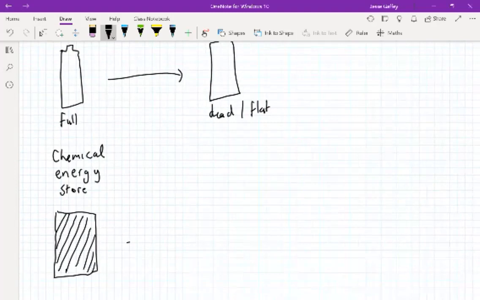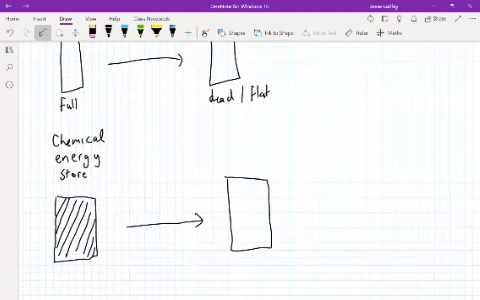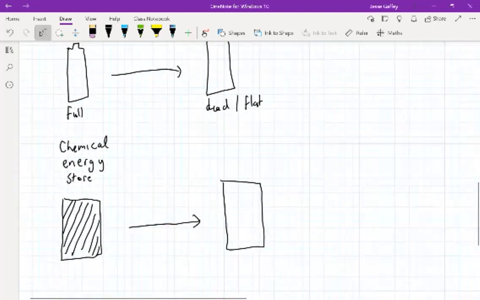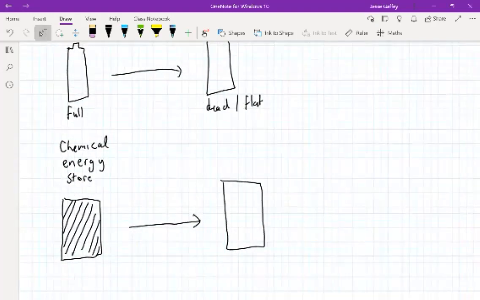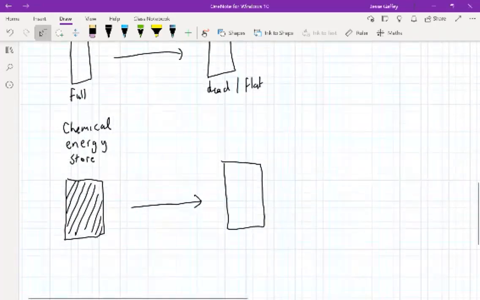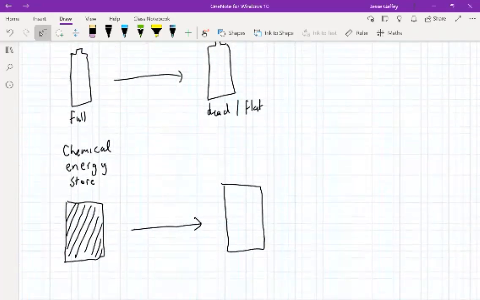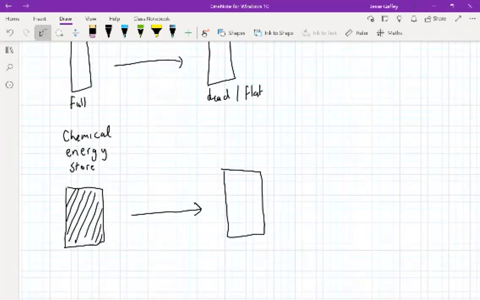And then as you use it to power your torch, what happens is that the store empties. Now, where does it go? Well, that's a good question. We'll look at that in the next video. But know that the store is full when the battery is full, and it's empty when the battery is dead. So we talk about the chemical energy store.